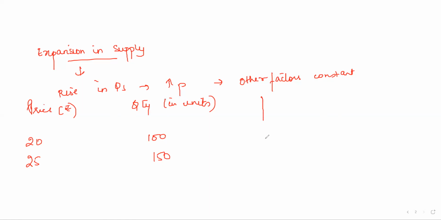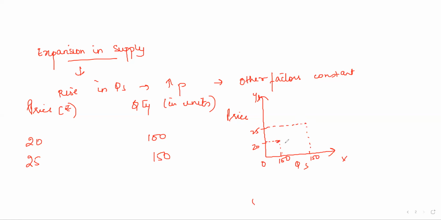So how do we depict this? Let us try to plot this. I'm taking price on this side and quantity supplied on the x-axis. Let us put the scale here: this is 20 and then we have 25 over here. I'll take this as 100 and this as 150. At price 20, the supply was 100. And at price 25, the units have increased to 150.